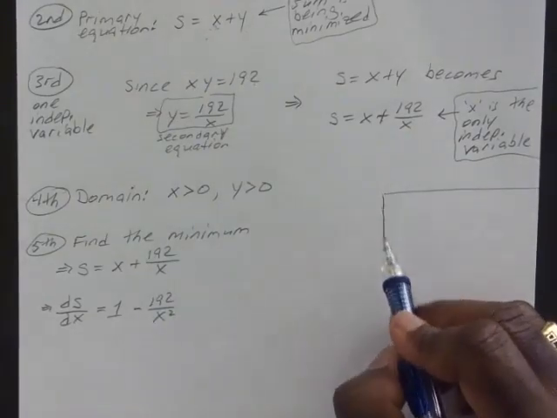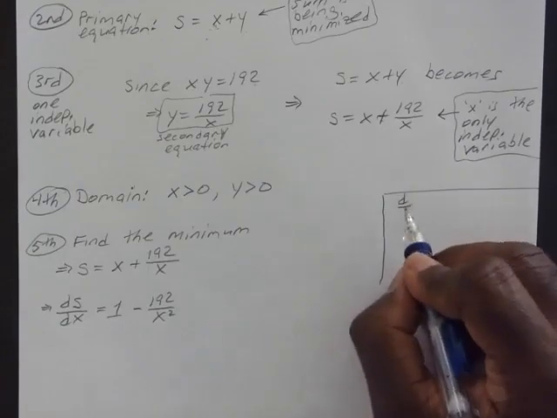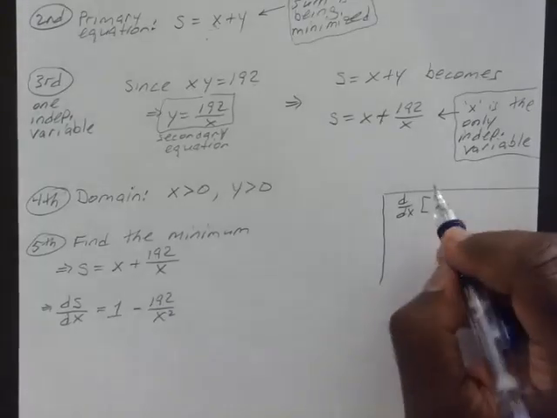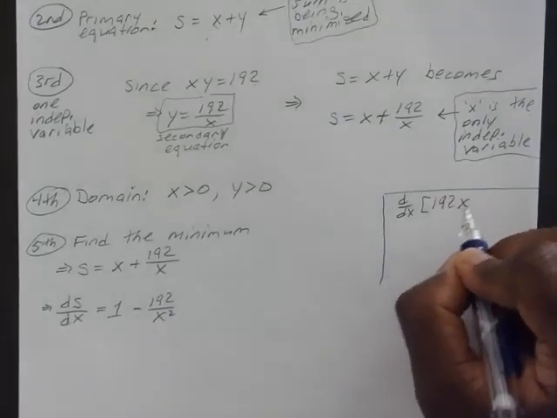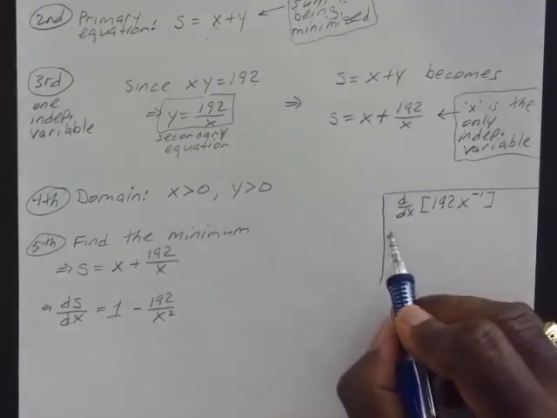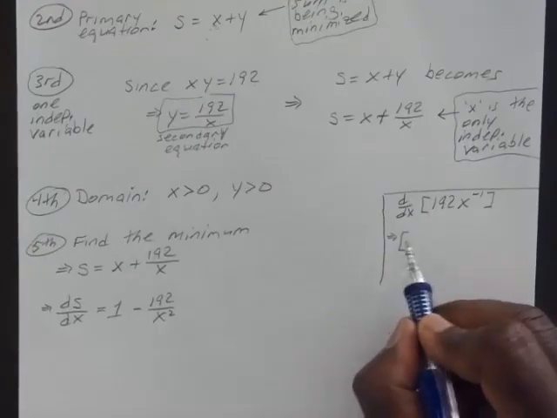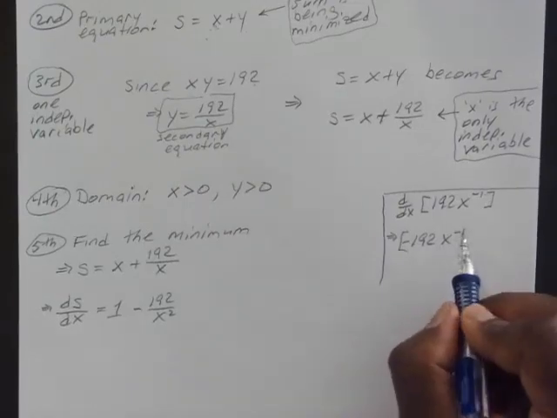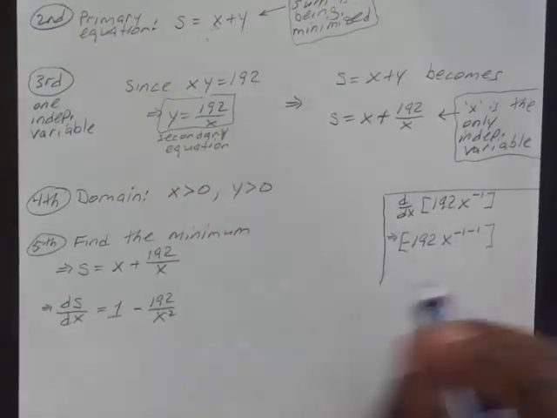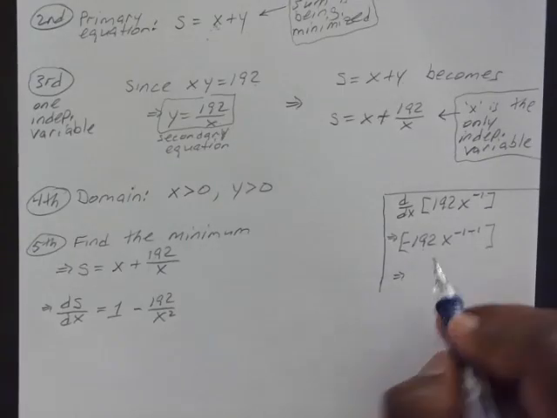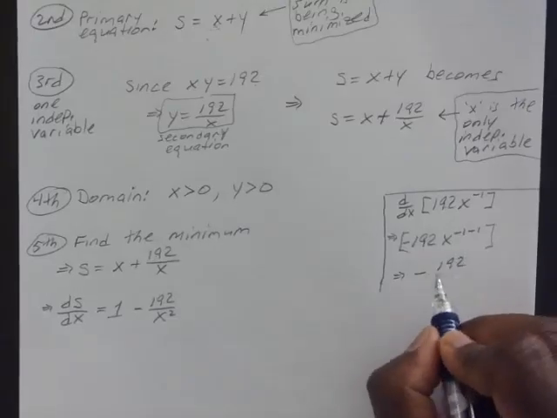And I'll just put that as a little side note here. And that's the derivative with respect to x. And we're going to rewrite that as 192 times x to the negative 1 power. And using the power rule, that negative comes down, so that's negative 192 times x to the negative 1 minus 1, which gives us negative 192 times x to the negative 2 power, or negative 192 over x squared.